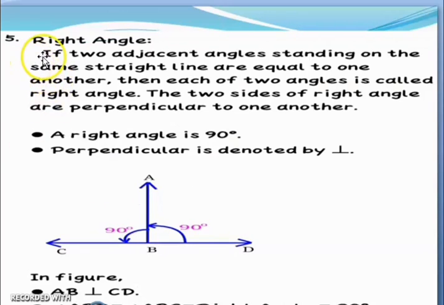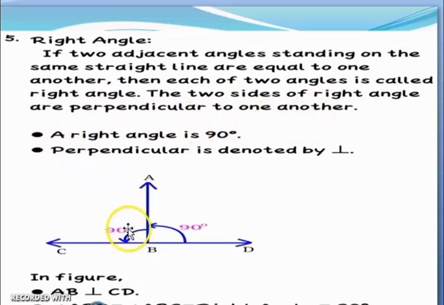Similarly, there is another type of angle which is called a right angle. In short, we can say that a right angle is that angle which measures 90 degrees. Or we can say, if two adjacent angles standing on the same straight line are equal to one another, then each of the two angles is called a right angle.